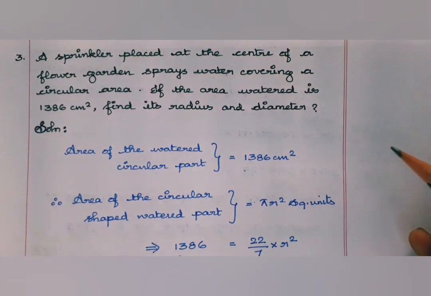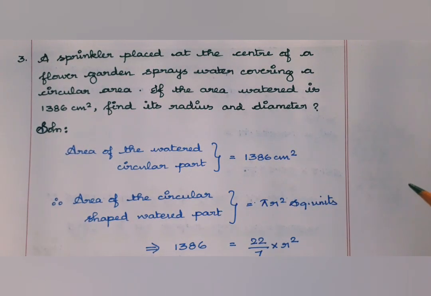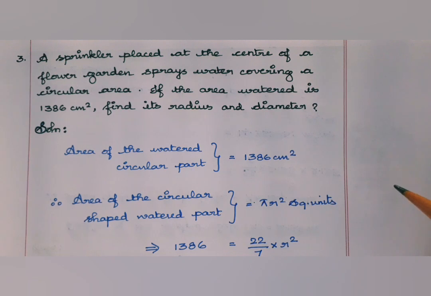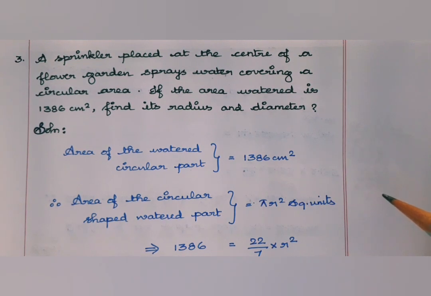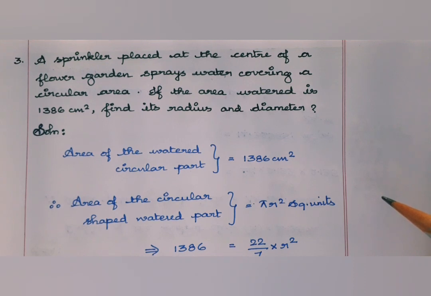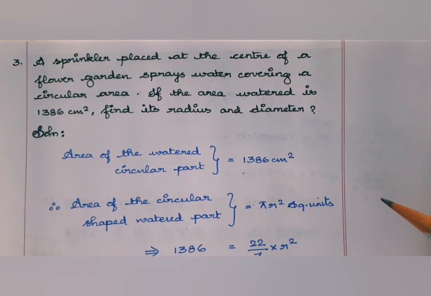Yes, third question. A sprinkler placed at the center of a flower garden sprays water covering a circular area. If the area watered is 1386 centimeters square, find its radius and diameter.